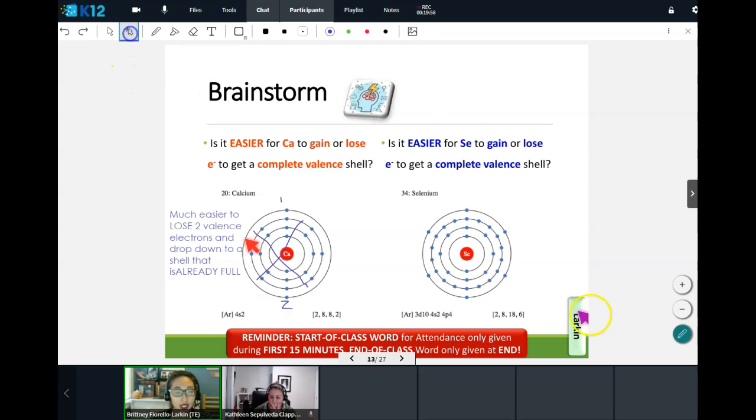Now let's take a look at selenium. Selenium's over here on the right. Selenium has 6 valence electrons. So again, we're going to ignore the center. It has 6 valence electrons. So this time, is it going to be easier for selenium to gain 2 or lose 6? Gain 2 or lose 6? What is easier for selenium?